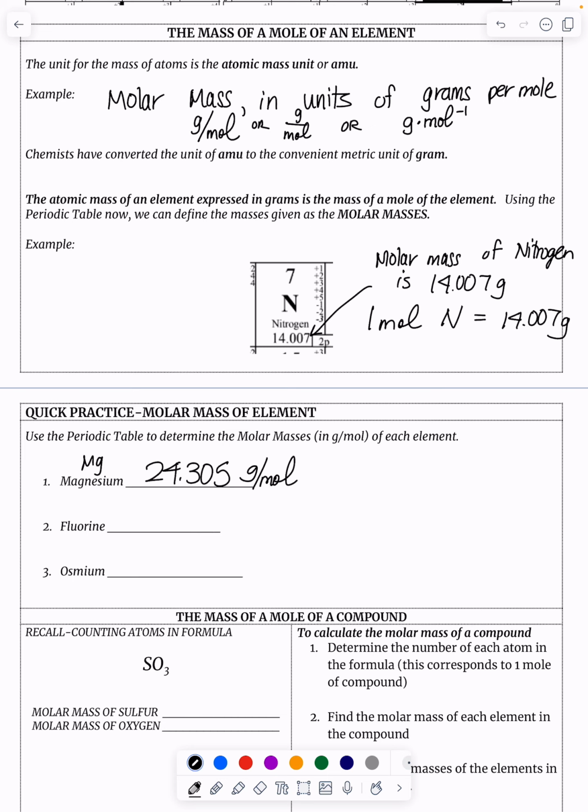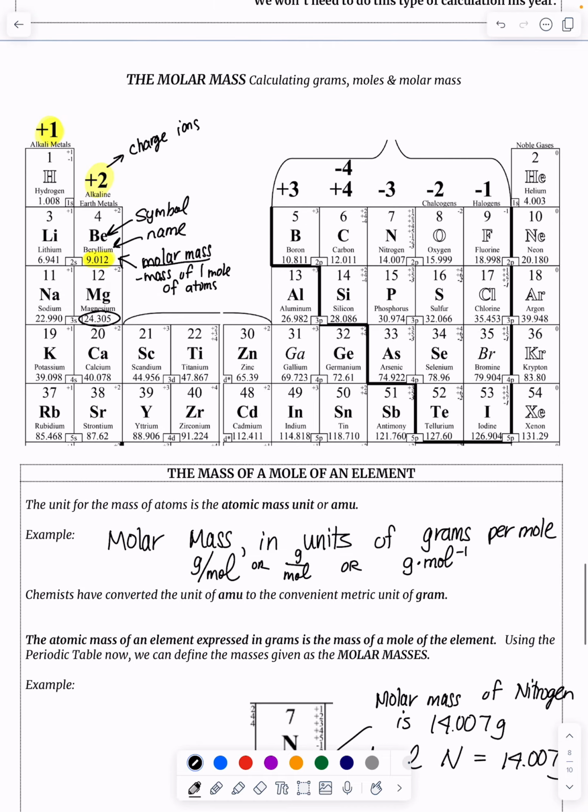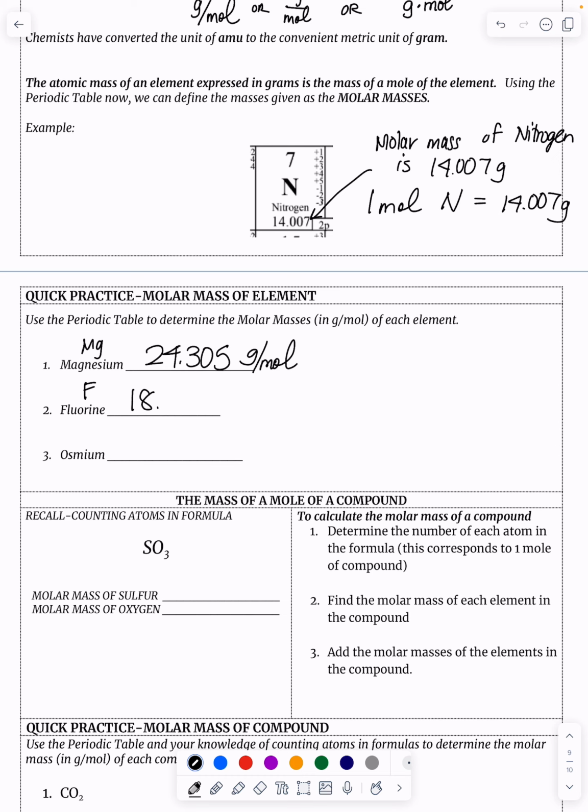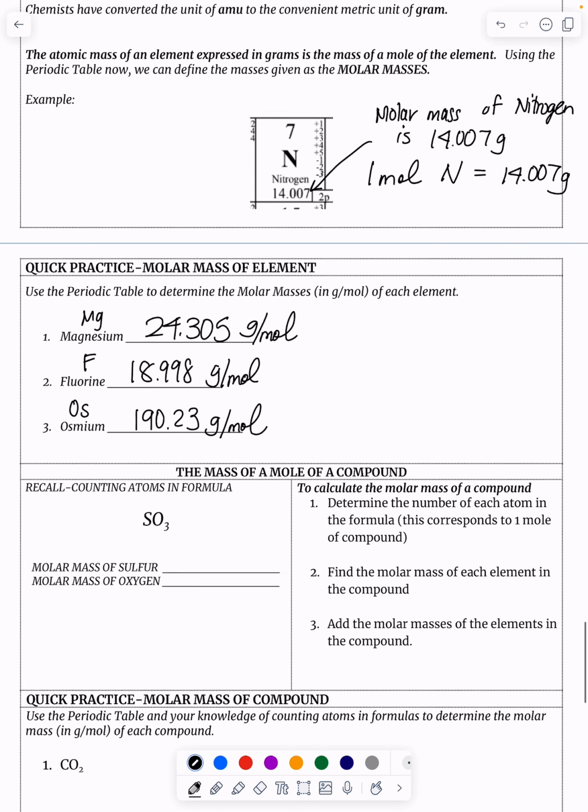Fluorine is F. If I look for fluorine F, 18.998 grams per mole. And if I look up or have the molar mass of osmium, if I look on a periodic table, I will get osmium is Os, which is 190.23 grams per mole. Okay? So, we're going to do something with these molar masses, but it's important that you're able to find them.